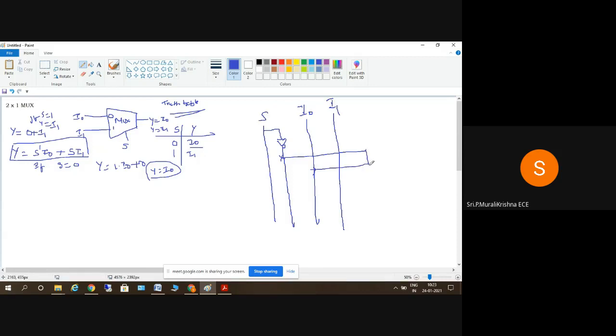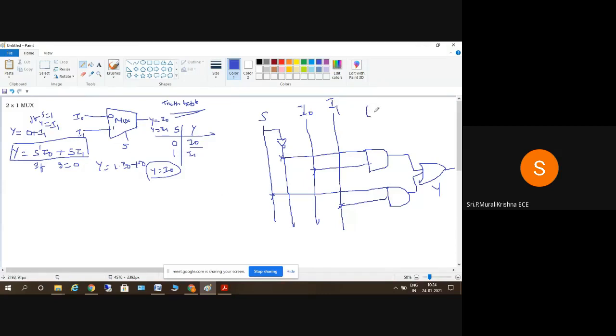This is given to one AND gate. Next, S I1 is given to another AND gate, and I have to give the summation of these two. So next, this is the OR gate here. This is Y, so Y is equal to S bar I0 plus S I1. If I substitute the values, I'll get the respective outputs here. If S is equal to 0, I'll get the value of Y as I0. If S is equal to 1, I'll get the value of Y as I1 here.